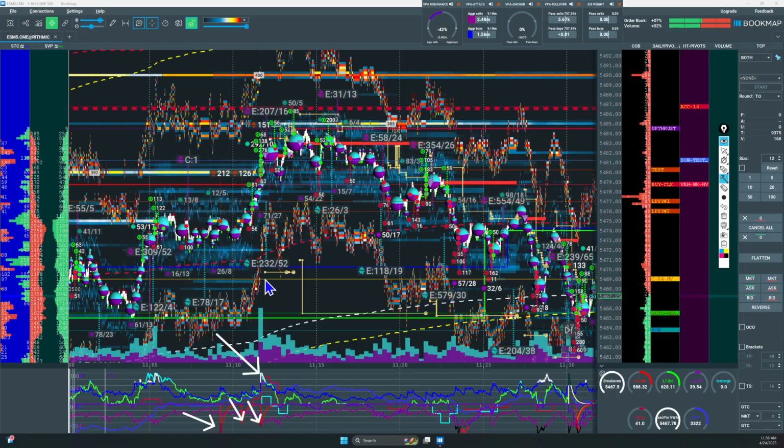So we have selling pressure right there, and we also have the volume pressure imbalance spiking as well, right? And now it's pushing down. That's that green line right there, and now it's going into selling territory.